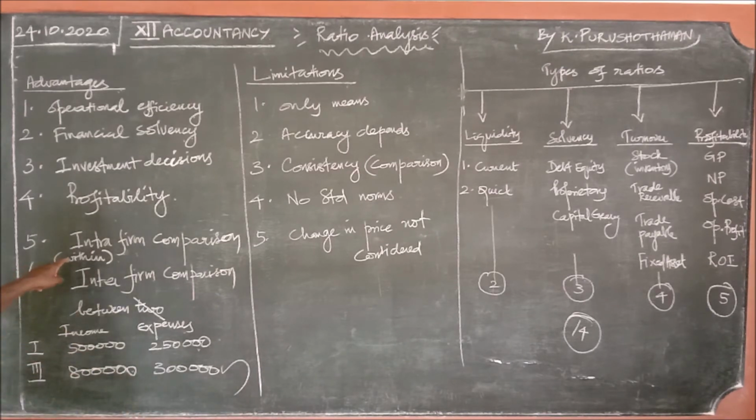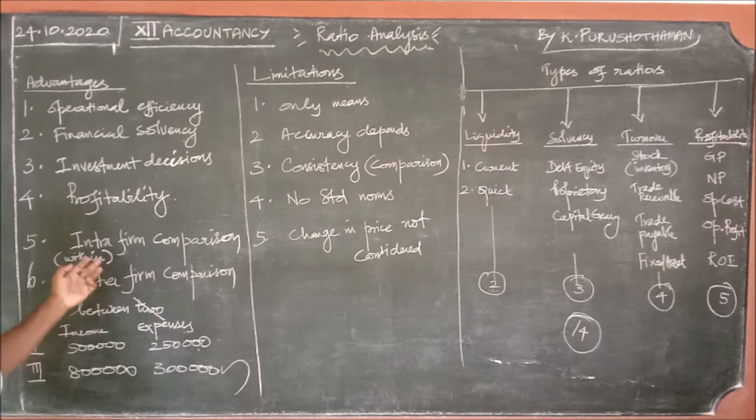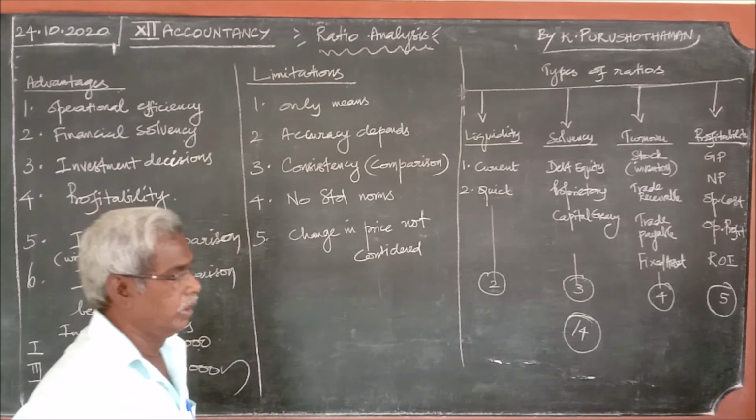If it is compared within the concern itself, it is intra-firm comparison. If it is compared between two different concerns, then it is inter-firm comparison. Okay, just to have this idea. So I hope you are clear now. And therefore, to make these comparisons, these types of ratios are useful.